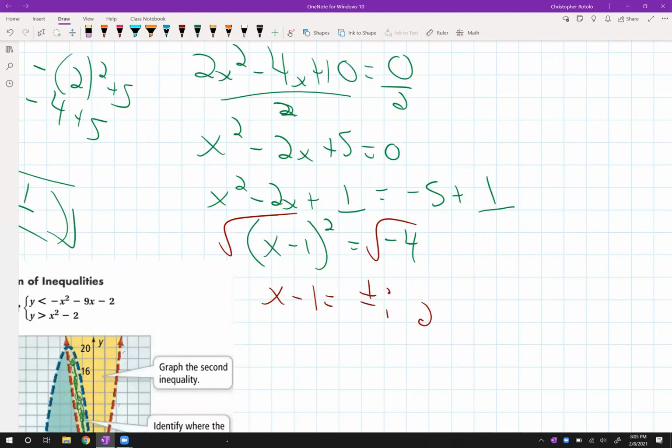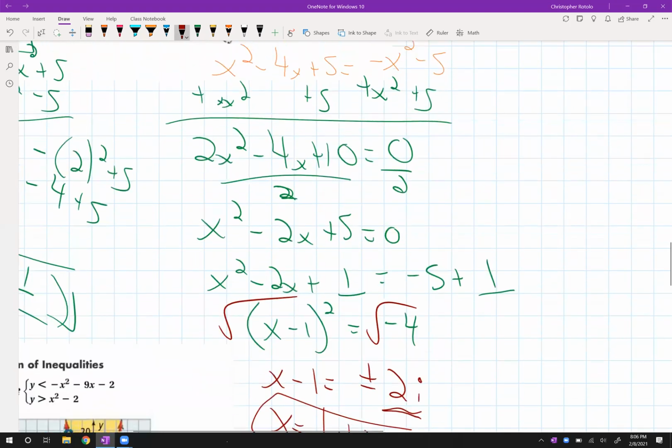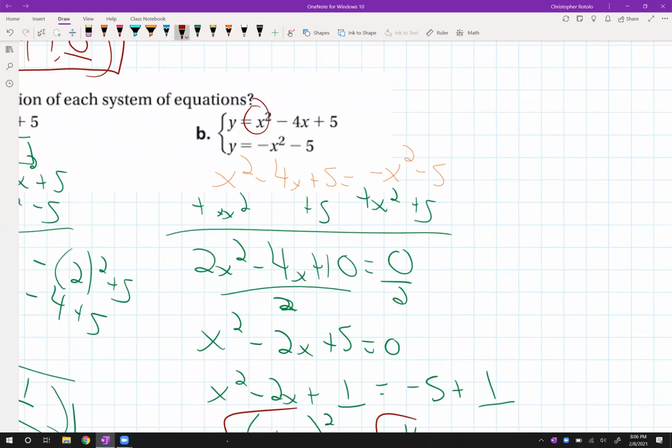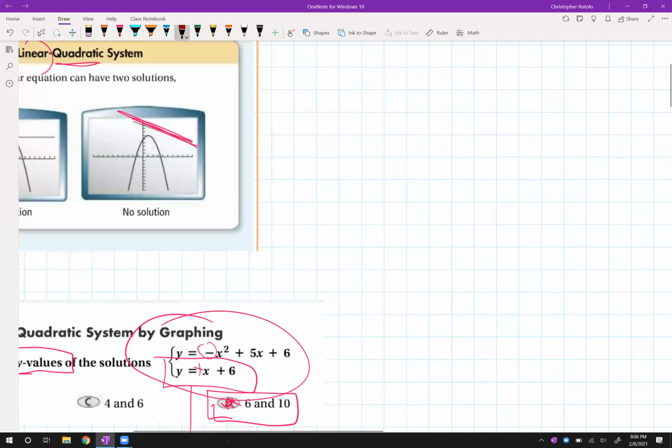Whoa, no, not square root. I. 2i. Holy cow. What just happened? Oh, I got an imaginary. Remember, that means that this just isn't going to work. Okay, so typically we would finish it up by adding 1. So 1 plus or minus 2i. But what that means for these two U shapes is, right, they're just not going to cross. There is no real number in which they're going to cross.